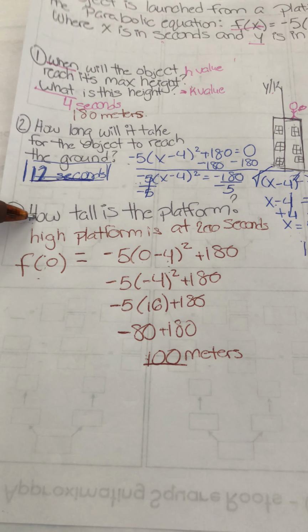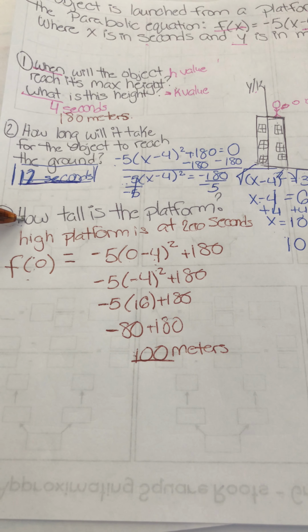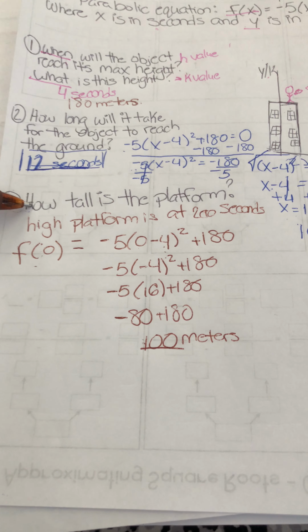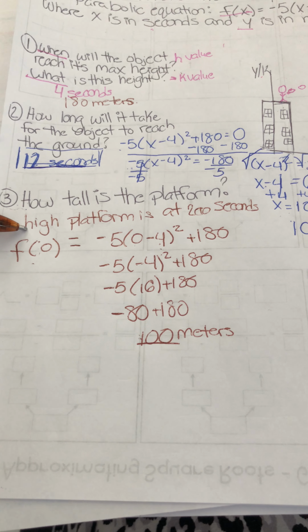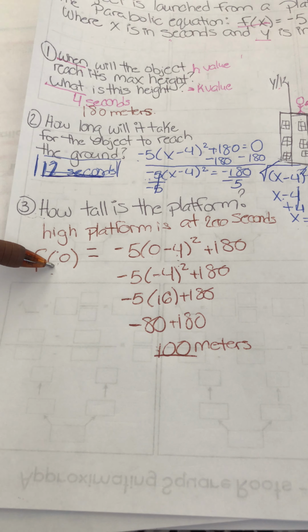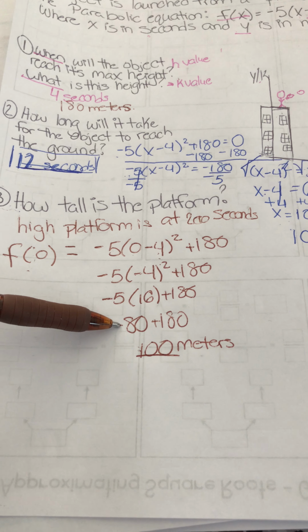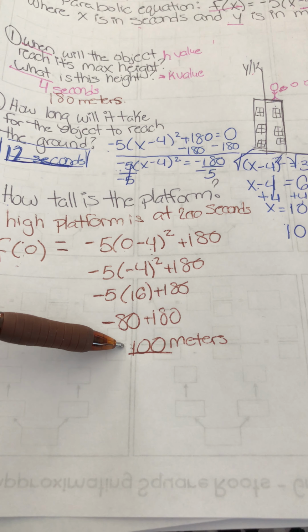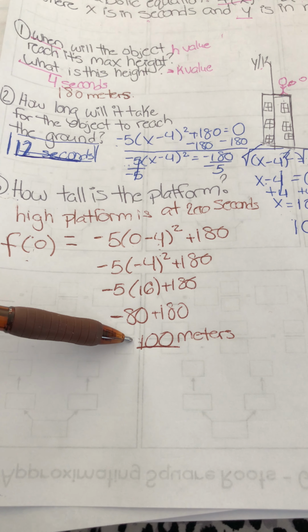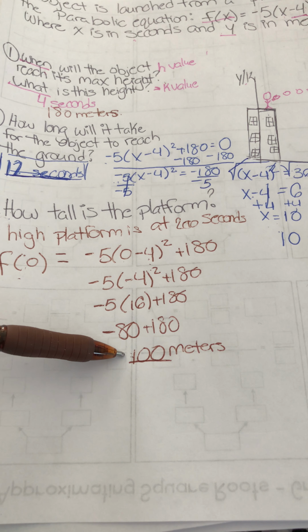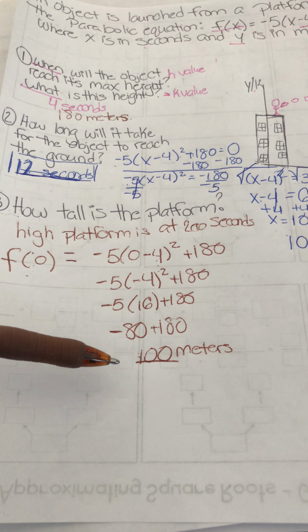So how tall is the platform, or how high is the ball in the air at 0 seconds? Plug in 0 for x, solve using order of operations, and you should end up getting the height, which is 100 meters. Okay? I'm also posting a Khan Academy video on this, so hopefully it will help you.